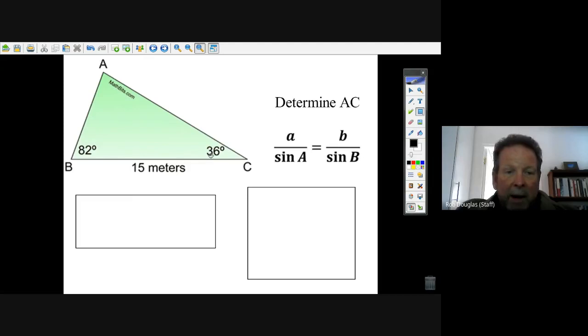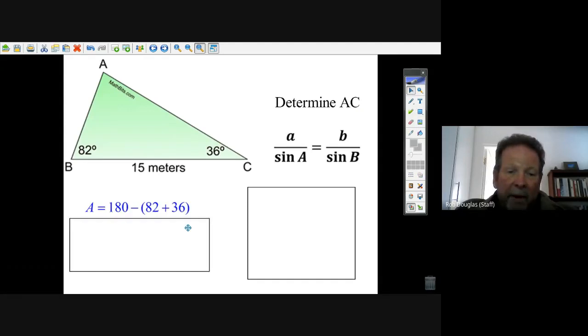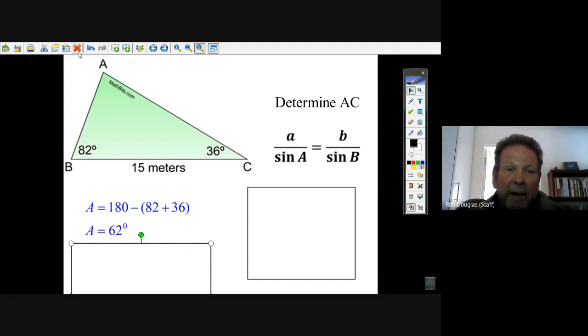You're given two angles, and you're given this side, 15 meters. Well, we've got a little bit of a problem to use the sine rule because we've got a side and we don't know the angle opposite it. But you remember from primary school that the angles in a triangle add up to 180, so if you go 180 minus these two added together, you're going to find that angle A. Well, now we've got angle A, and we know that's 62 degrees.